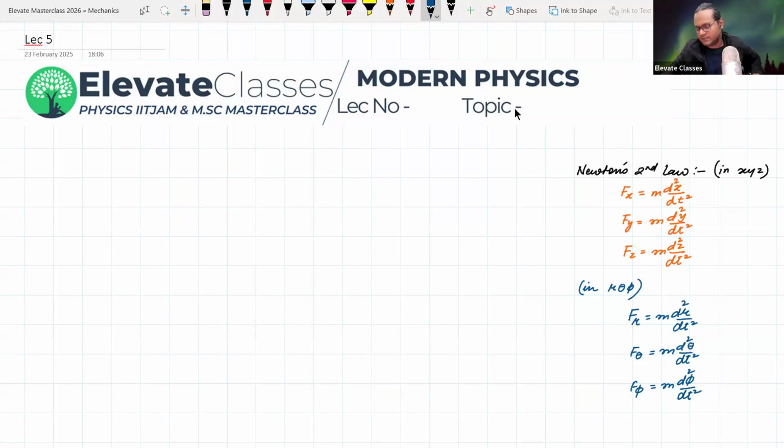Are these correct? They are not correct. What is the correct expression? Anybody? पहला ही बता दीजिए, रेडियल इक्वेशन का क्या होगा? What is the correct radial force equation?